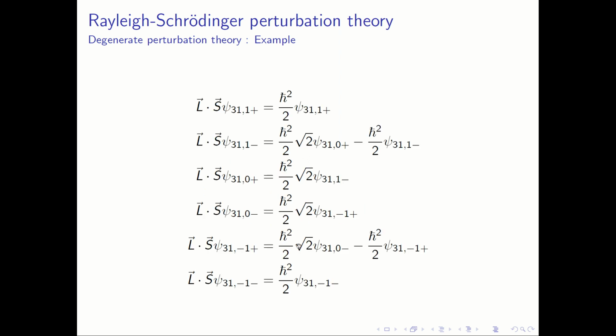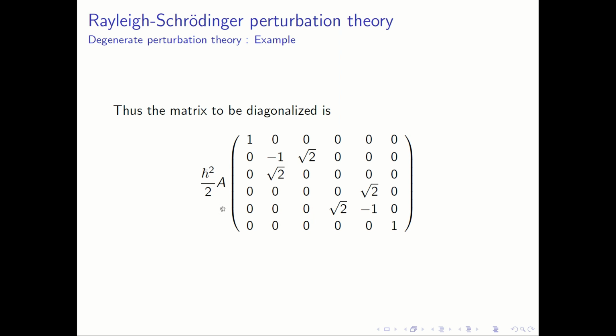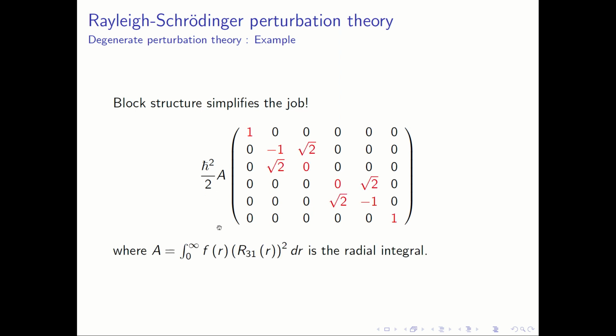Apart from the H cross square by 2, these other factors inside the matrix here are straightforward to find out from these expressions. The only factor that is not obvious from here is the factor A in front, which of course is nothing but the radial part, which comes from taking the R31, which is the same for all the psi 31s. So you get R31 square here times F of R, and you integrate that. This gives you the radial integral, whatever that is, sits here.